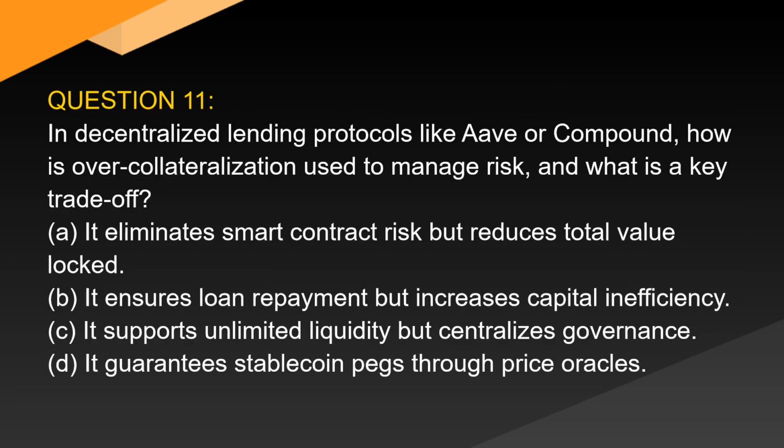Question 11. In decentralized lending protocols like Aave or Compound, how is overcollateralization used to manage risk, and what is a key trade-off? A. It eliminates smart contract risk, but reduces total value locked. B. It ensures loan repayment, but increases capital inefficiency. C. It supports unlimited liquidity, but centralizes governance. D. It guarantees stablecoin pegs through price oracles.